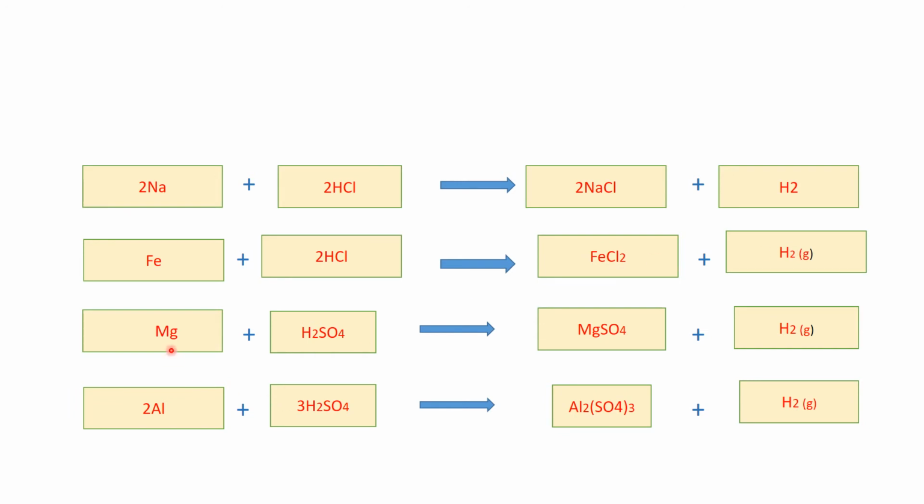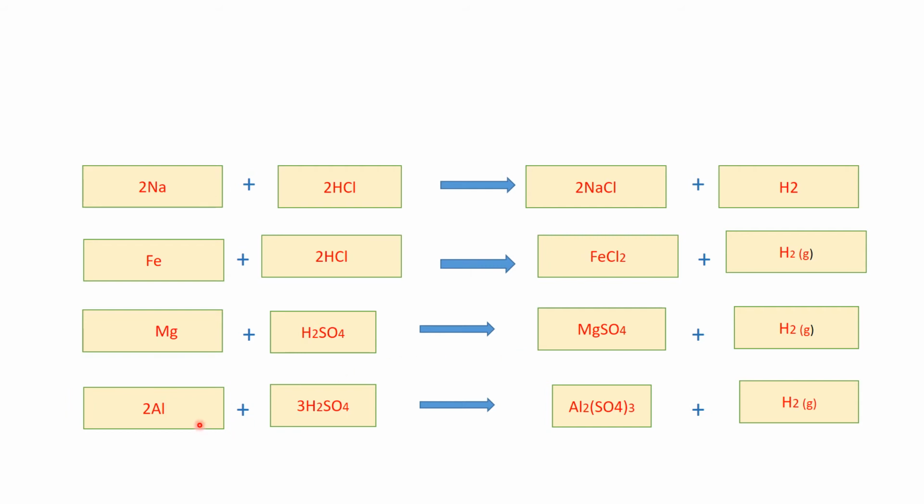Then this is magnesium. Here the reaction is given with sulfuric acid, that is H2SO4. When magnesium reacts with sulfuric acid, the salt which is formed is MgSO4, magnesium sulfate, plus hydrogen gas evolves here, and the reaction is balanced here.